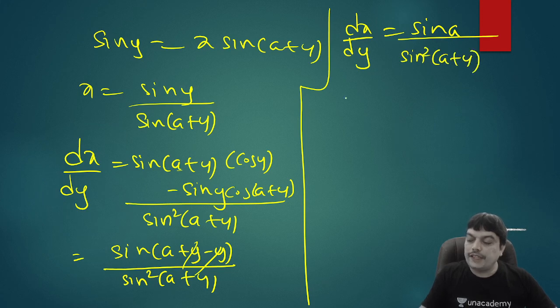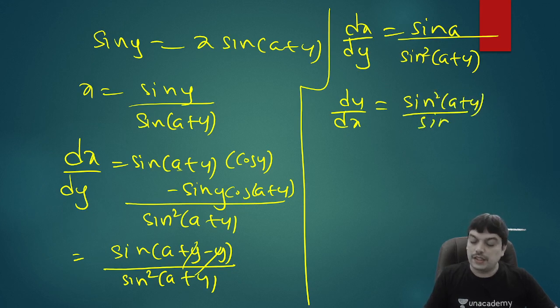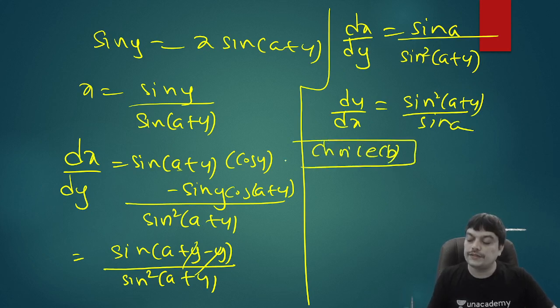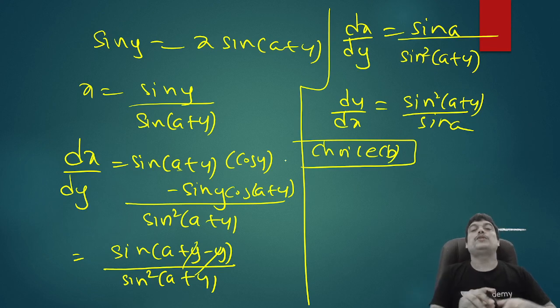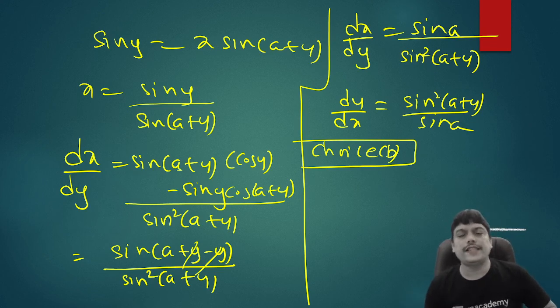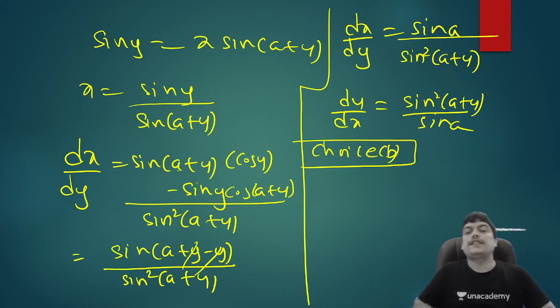So when you now find dy/dx, you get the reciprocal of this, that is sin²(a + y) divided by sin a. And this is nothing but choice B. So our correct answer is therefore choice B. You can see that it's not always necessary to directly find dy/dx only. In some questions, wherever x is a function of y, we can always calculate dx/dy and then take the reciprocal in order to get dy/dx.